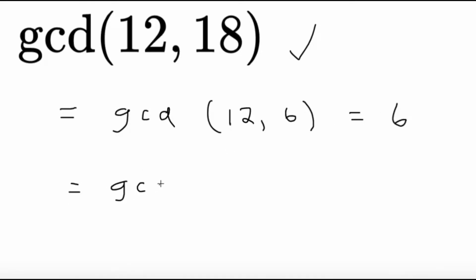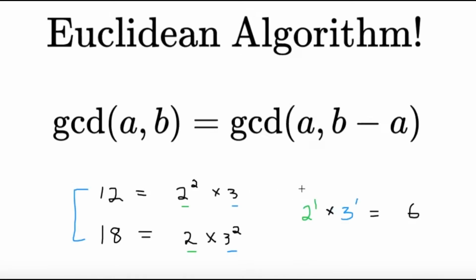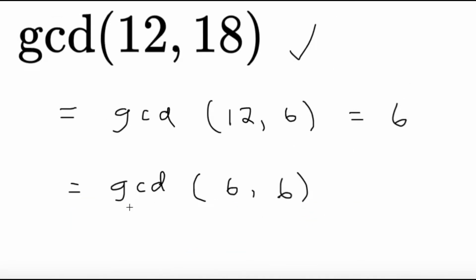Now, there's another way to say it's 6. You can say that the GCD of 12 and 6 is equal to the GCD of 12 minus 6, so 6 and then 6. Take note that it doesn't really matter which one you subtract. This is also equal to the GCD of A minus B and A, since the order doesn't matter anyway, we're just getting the GCD of two numbers. So the GCD of 6 and 6, surely we can conclude it to be 6.